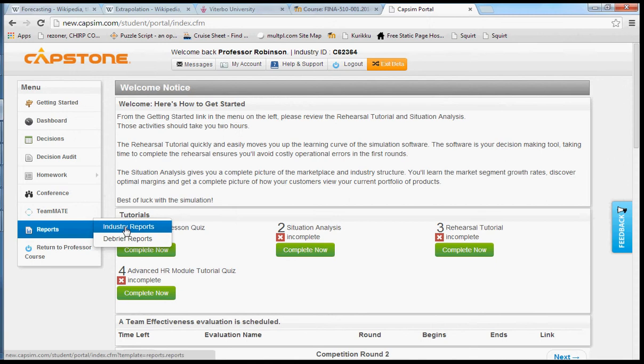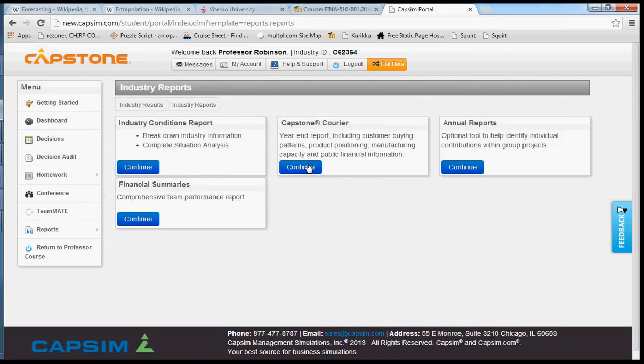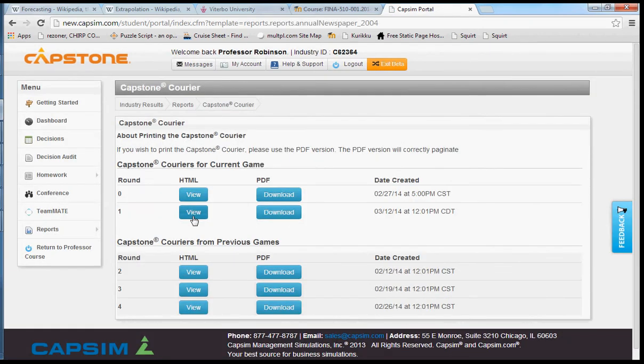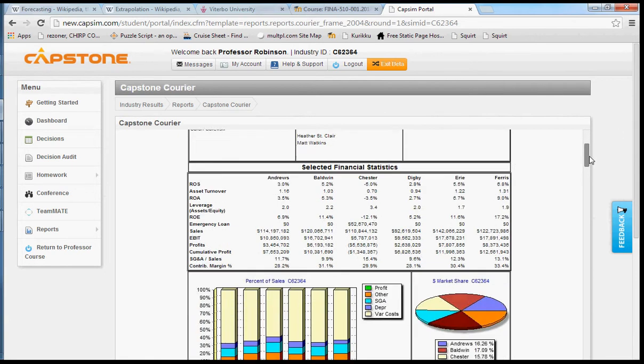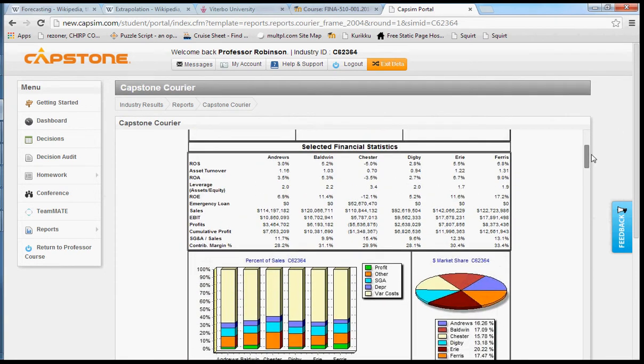So the courier is an industry report, and there's a courier for every round of the simulation. As the simulation progresses, there's a new report that's released that details the financial results of the previous round's competition. This would be like a trade journal in an actual business environment.